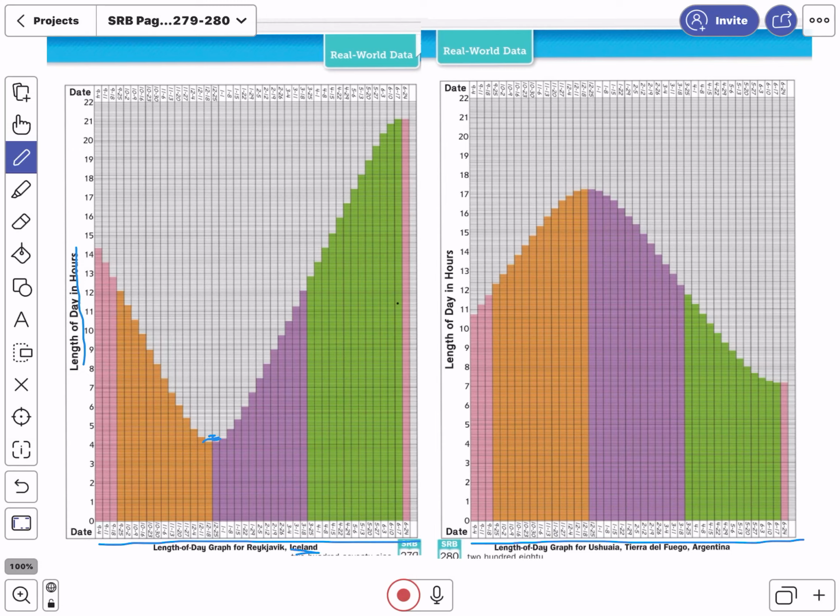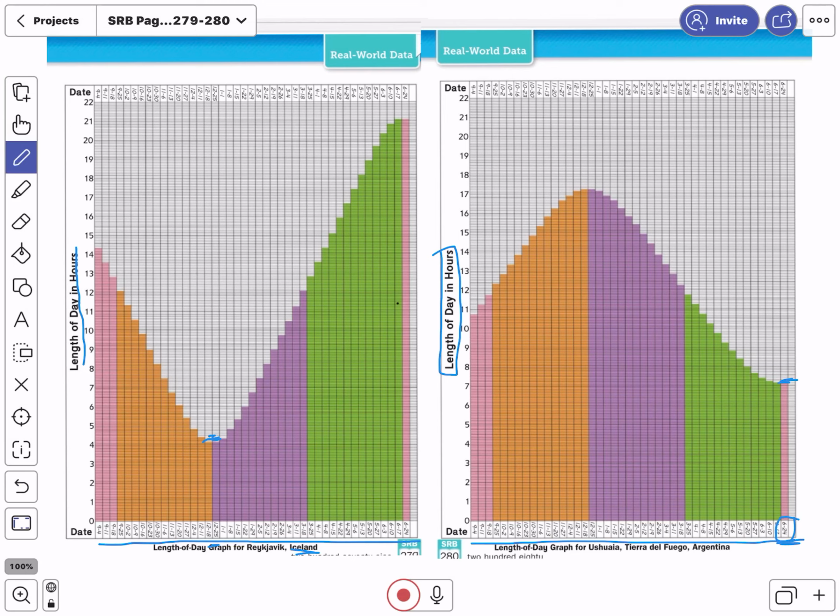Let's go over and look at Argentina's shortest day of the year. Again, you're looking at the number of hours going up the side, and the lowest number of hours of sunlight is, interestingly, June 24th. So it's kind of the opposite of Iceland. Iceland's shortest day was in December, but Argentina's shortest day was in June.